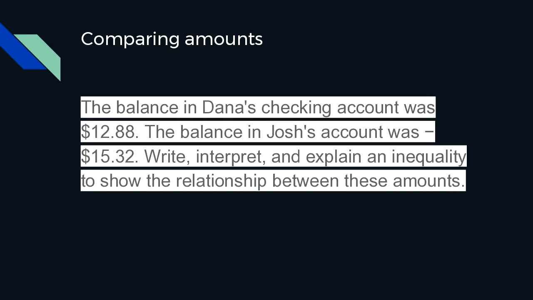Okay, so let's take a look at what I have written on the screen. It says the balance in Dana's checking account was $12.88. Josh's checking account was negative $15.32.